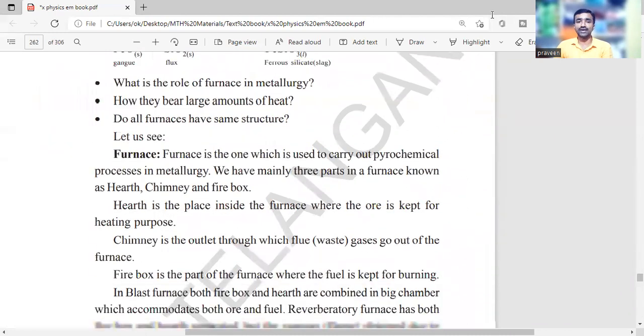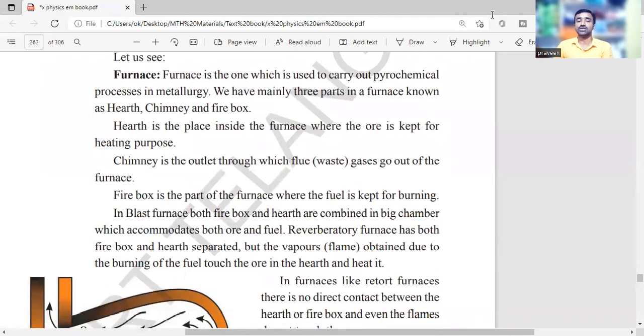So now here you are learning about the furnace. A furnace is a specially built chamber which can carry out the roasting process. It contains mainly three parts: firebox, hearth, and chimney. Firebox, hearth, and chimney, right? So those three important parts are there. That is what we are discussing here in the reverberatory furnace.